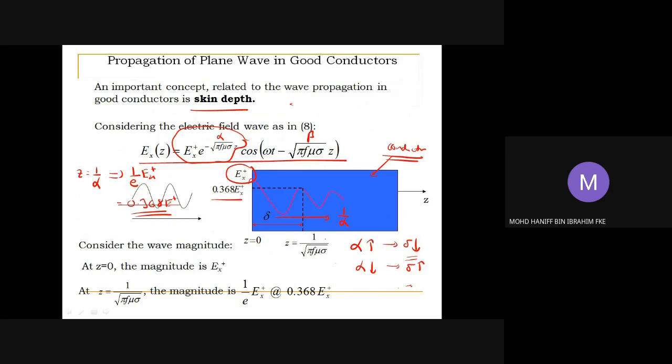That depends basically on the alpha value, so you can design the alpha such that you have your intended or preferred value of skin depth. In short, skin depth is a thickness whereby the amplitude of the wave has been reduced to 1 over e, 1 over exponential, of the initial amplitude once the wave enters the conductor's medium. So that's skin depth.